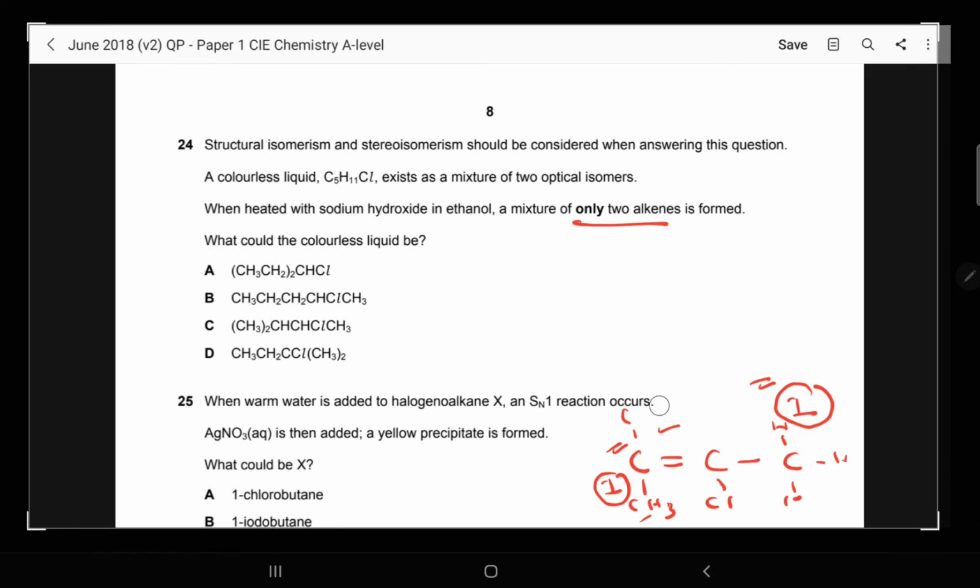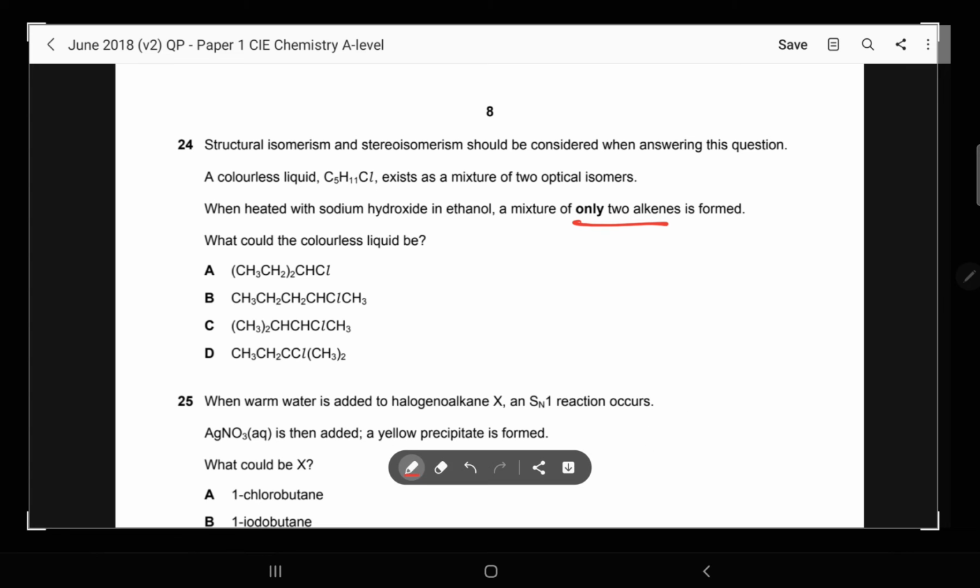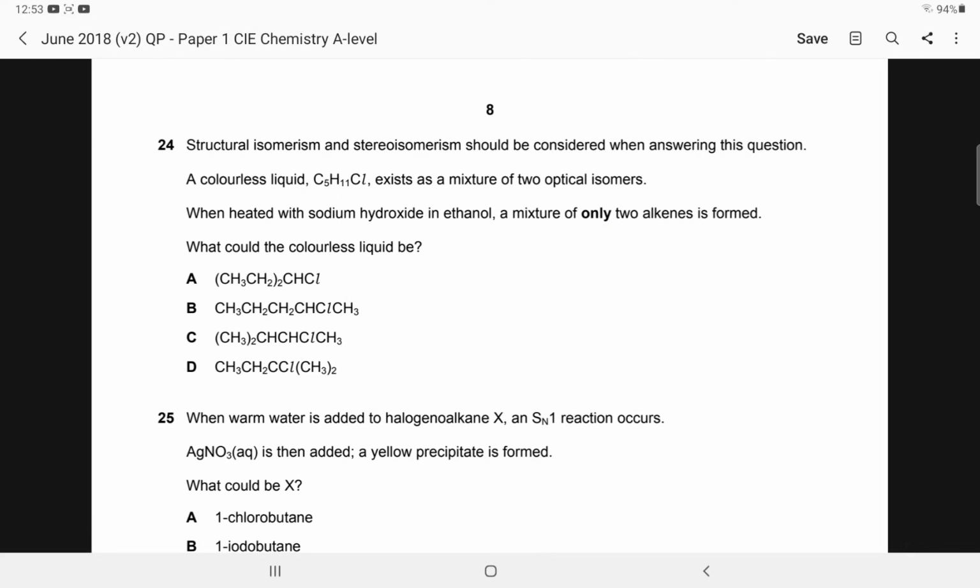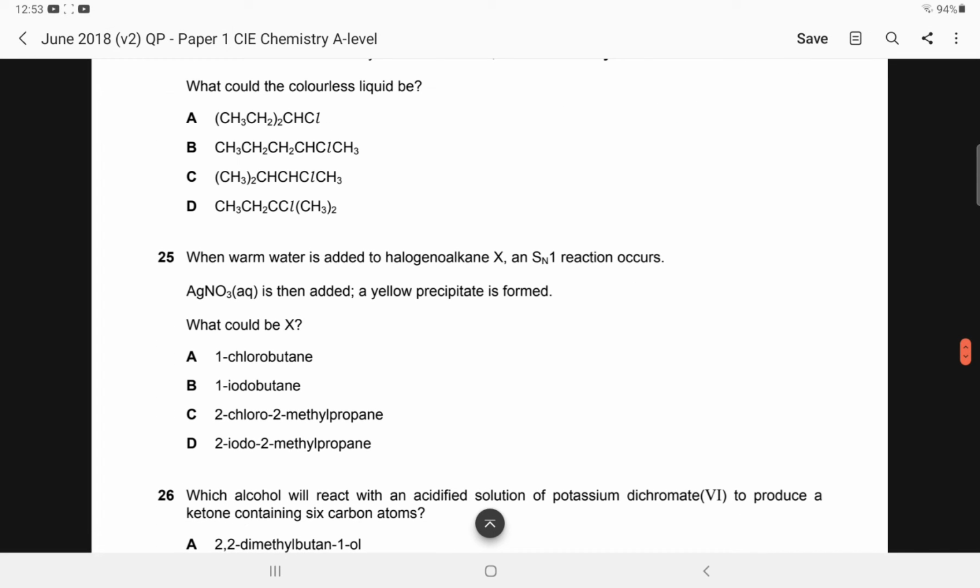Number 25. When warm water is added to halogenoalkane X, an SN1 reaction occurs. AgNO3 is then added, and a yellow precipitate is formed. What would be the reaction?